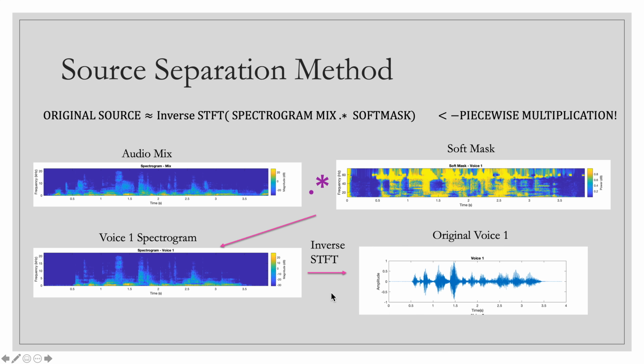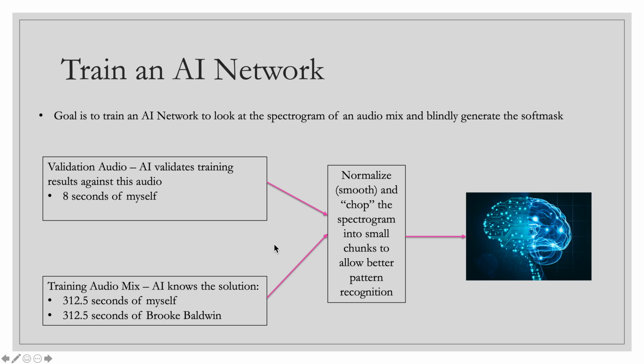Now, how does this work with AI? Essentially with AI, we're going to feed all of this to an AI network during training, and it's going to learn to detect patterns so that when you input an audio mix, it will generate a soft mask of the voice that we wish to reconstruct. So that's how that's going to work, and this is what we're going to use for training. Training audio data: we're going to use about 5 minutes' worth of training data of myself and a TV anchor named Brooke Baldwin.